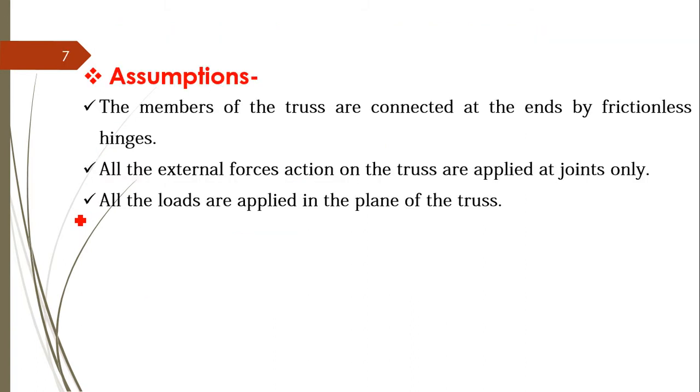Now, in the analysis of a truss, there are certain assumptions. The first assumption is that the members of the truss are connected at the ends by frictionless hinges. So at the joints of the truss there will be frictionless hinges, meaning the friction forces at the joints are equal to 0. This is the first assumption.